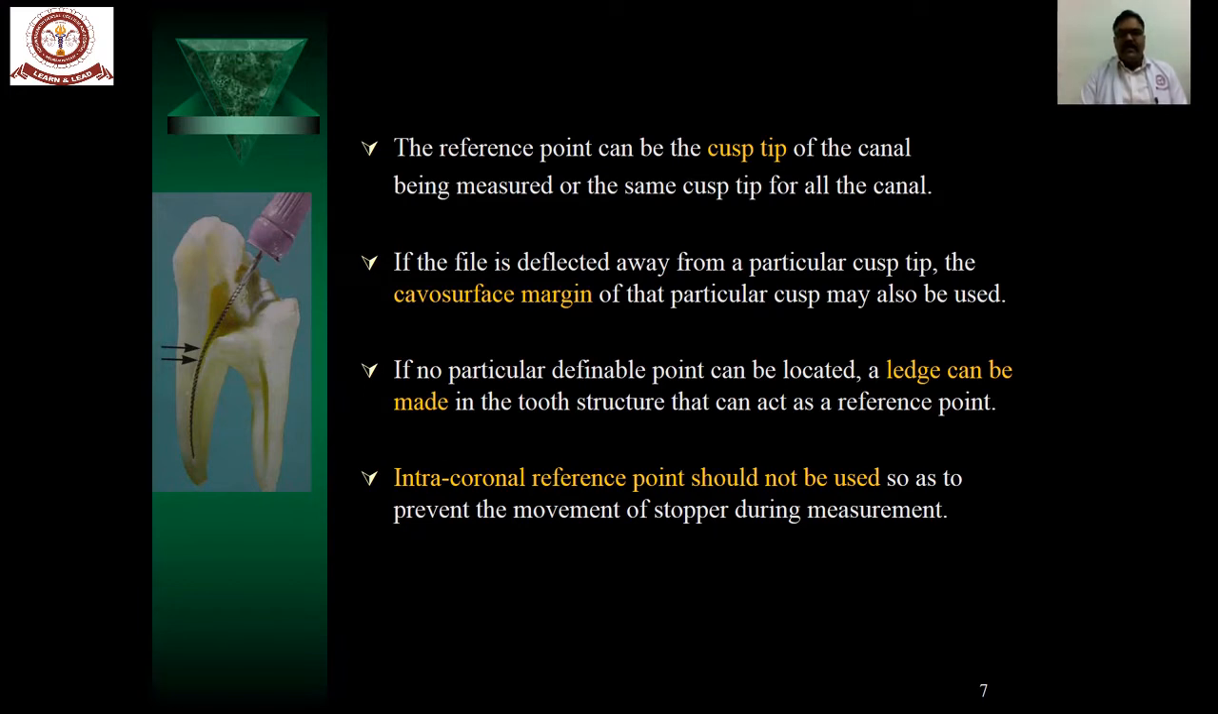If no particular definable point can be located, a ledge can be made in the tooth structure that can act as a reference point. An intracoronal reference point should not be used, so as to prevent the movement of the stopper during the measurement.